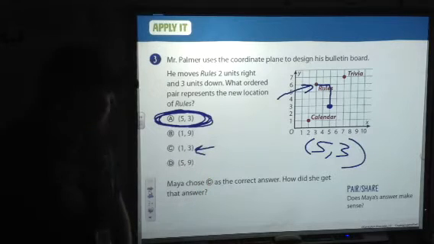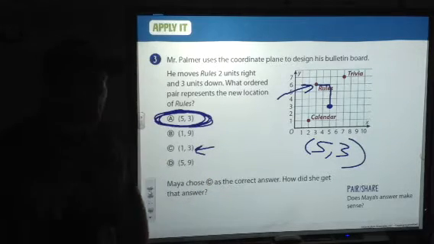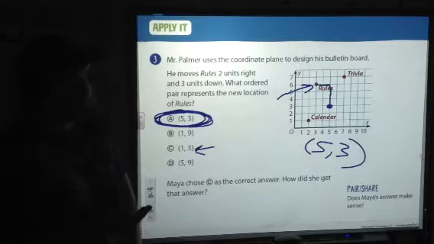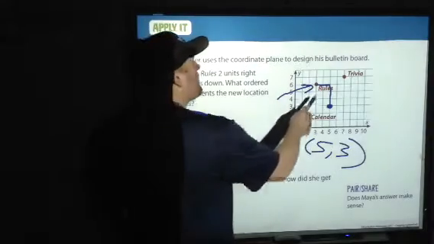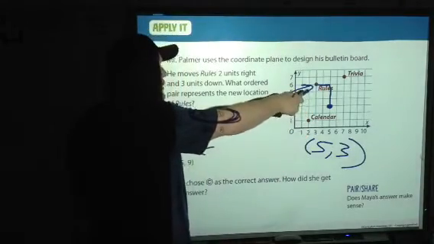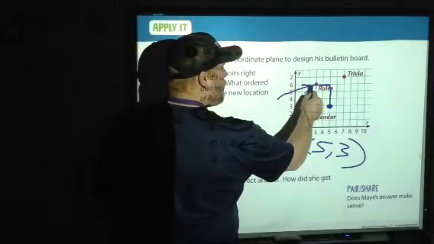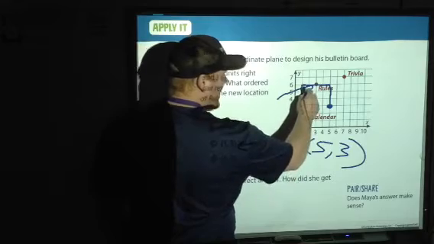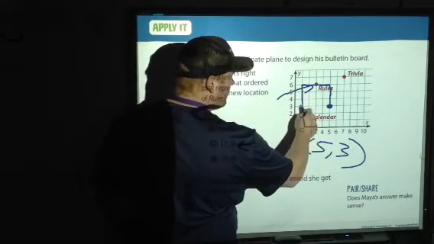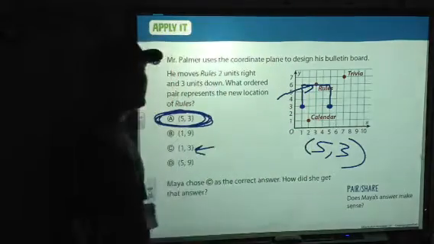So we have the same y coordinate. So you know what I bet she did? I'm going to do exactly what I think Maya did. I think instead of going right 2, like the directions told us to, she went over to the left 2 and then down 3. She would get 1, 3 if she would have done that.